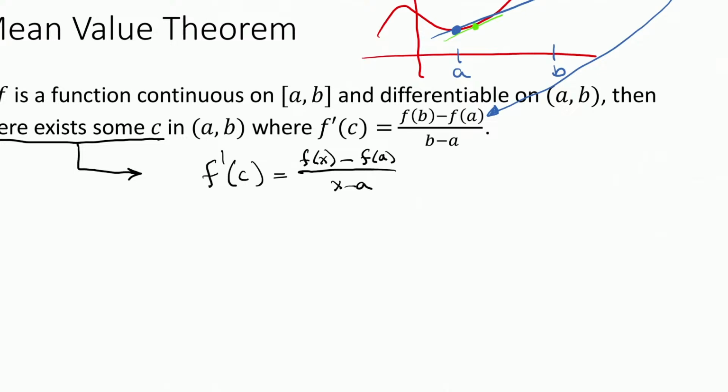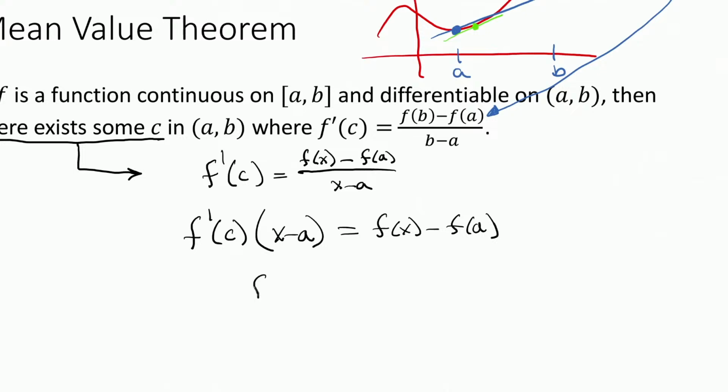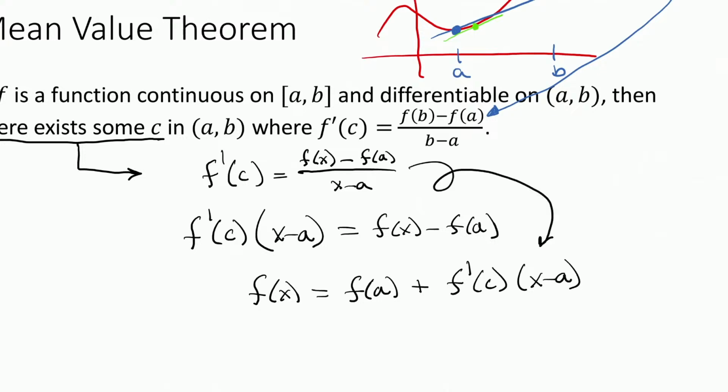Now let me rearrange this. At first you're like, what in the world are you doing here, buddy? Well, here's what I'm doing. I'm going to rearrange this slightly, solve for f of x. So f prime of c times x minus a is equal to f of x minus f of a. There's a reason why I'm doing this. f of x is equal to f of a plus f prime of c times x minus a. Okay, so this is just a rearrangement of the mean value theorem.